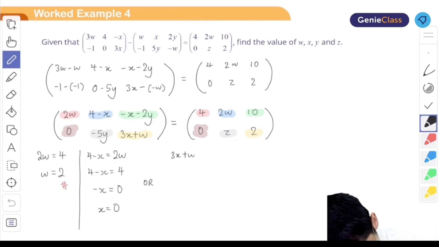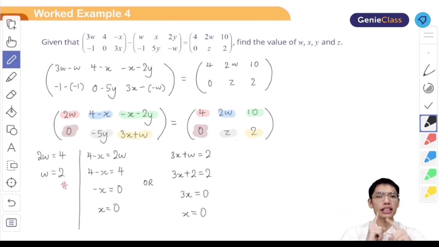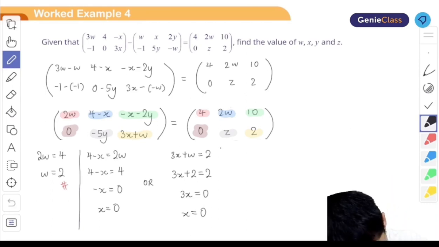Or if we focus on the yellow color one, 3x plus w equals to 2. 3x plus 2 is equals to 2. And it will still give me the same answer, which should be the case. Because if it doesn't give you the same answer, then somewhere in your working has to be wrong, so double check.